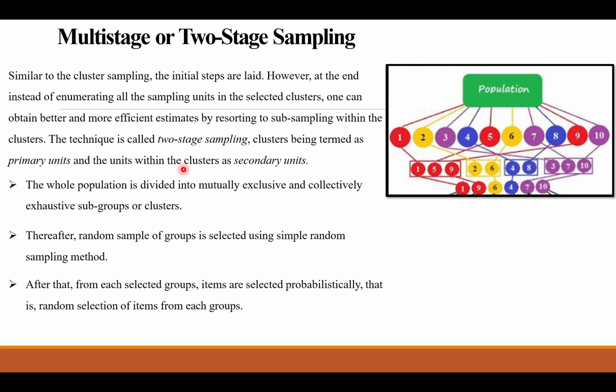However, at the end, instead of enumerating all the sampling units in a selected cluster, one can obtain a better and more efficient estimate by resorting to sub-sampling within the cluster. This technique is called two-stage sampling, with the cluster being termed the primary unit and the units within the cluster termed secondary units. So these are the primary units, that is, the clusters. From these we are selecting the secondary units.